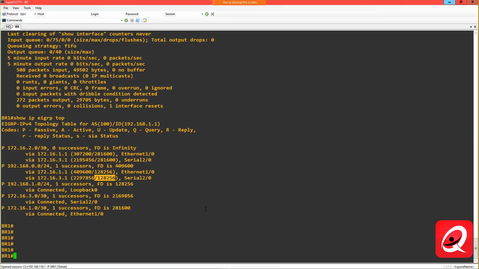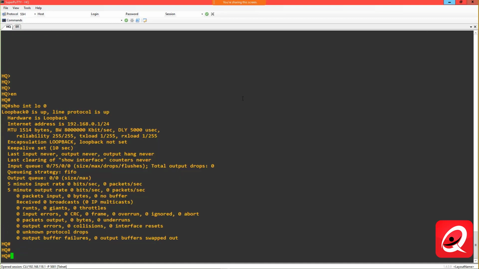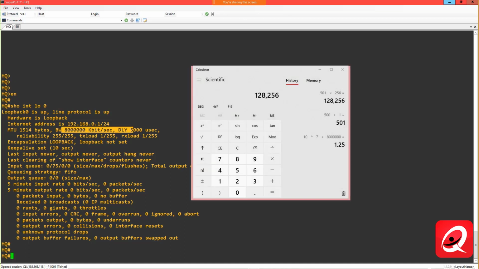All right, so if I did the math, let's go to our HQ router here, show interface loopback 0, and I go ahead and I do the math. Where's my calculator? There we go. All right, so I've got 10 to the power of 7 divided by 8, 1, 2, 3, 4, 5, 6. So it looks like I've got a cost, or a calculation, of 1, if you will, for the bandwidth. Because again, I don't round up, I round down, I drop the remainder. And the delay is 500 microseconds, or 5,000 microseconds. So if I take 500 plus 1, of course, multiply that times 256, we get 128.256. So that is the local cost for this interface.